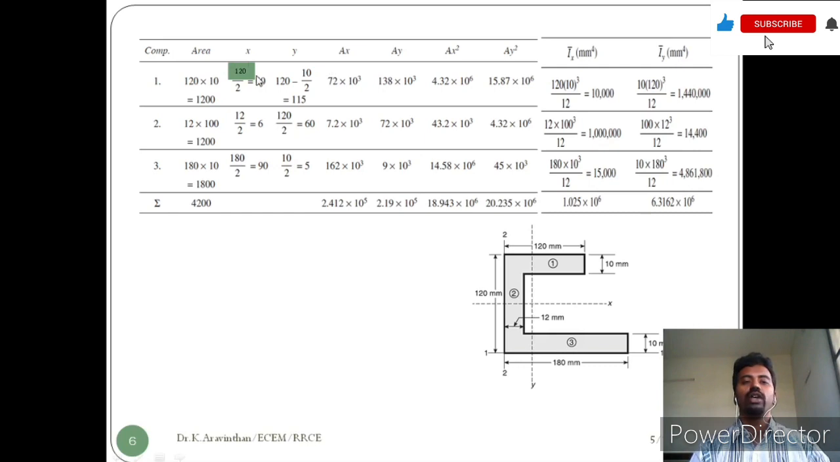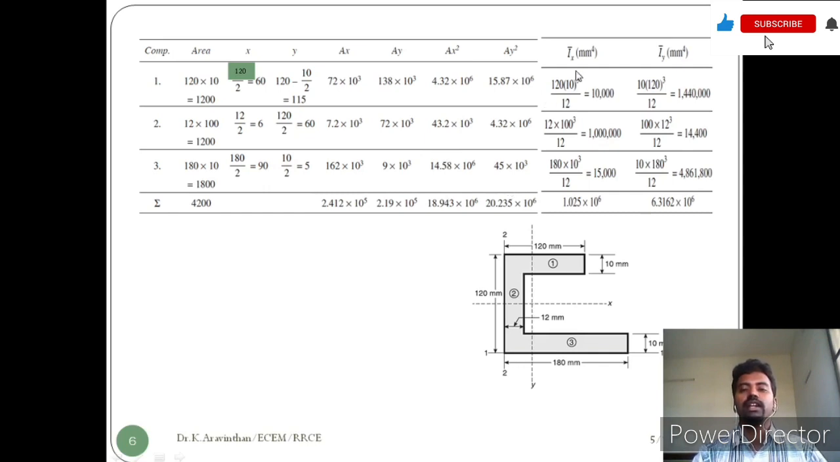So area into X, if you multiply 1200 into 60, you will be getting 72 into 10 power 3. Like that, for all the components, AX and AY, we have to identify. After identifying that, let us square area into X square. For calculating the moment of inertia, we need AX square. So we can multiply area into 60 square. Like that, area into 6 and area into 90 square. We will be getting AX and AY.